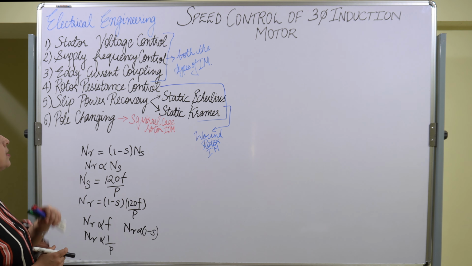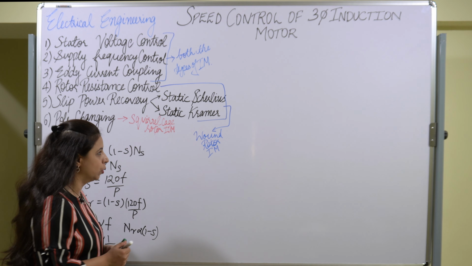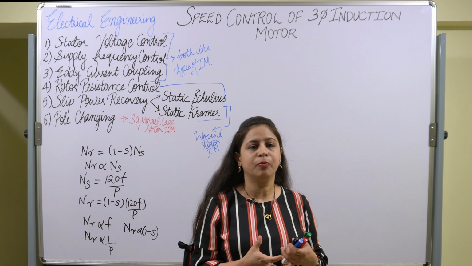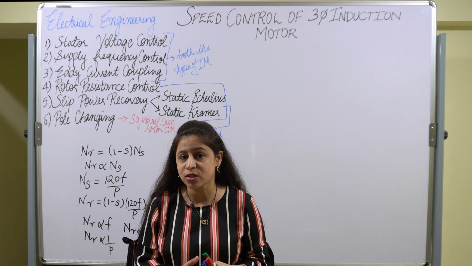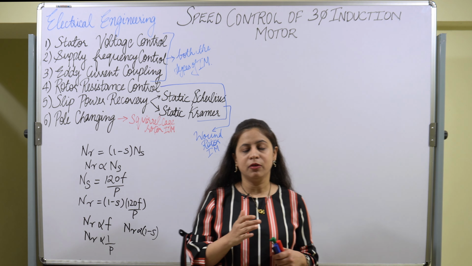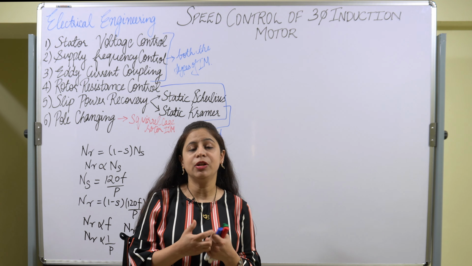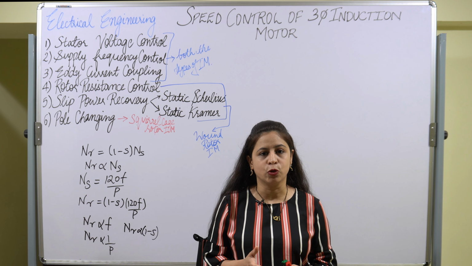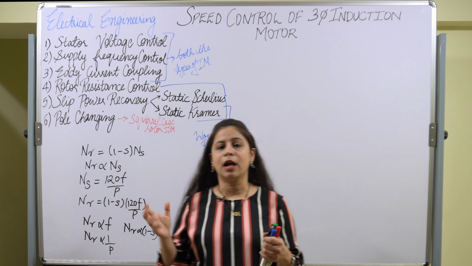Now let us start with the first method, the stator voltage control. In the stator voltage control, we control the voltage of the stator. The voltage is provided to the stator, the three-phase voltage. In the three-phase induction motor, we provide three-phase voltages with R, Y, B as the phases. We do not provide any supply to the rotor, but the rotor is self-starting. We have already seen the working in which the induced EMF was generated and the rotor started moving.